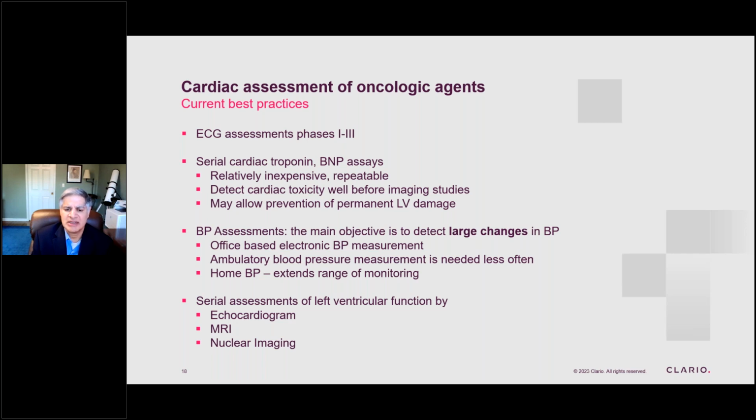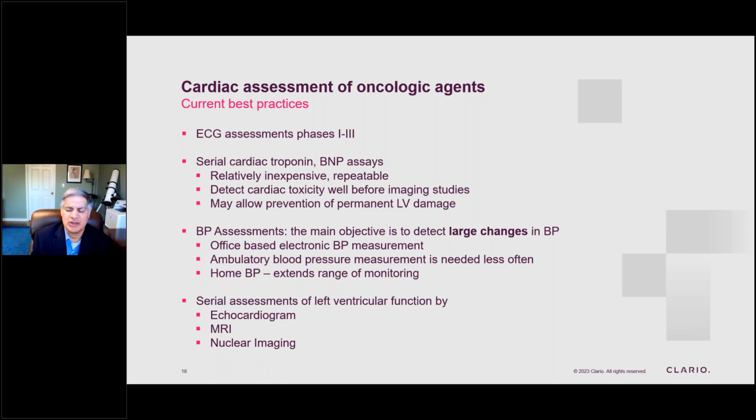Blood pressure assessments, again, we talked about using really clinic BP and home BP are more the foundation in oncologic studies, although ambulatory blood pressure monitoring is available. And you're really looking for large changes in blood pressure with these. And then finally, serial assessments by cardiac imaging for LV function, typically done by echocardiography or MRI, but you can also use nuclear imaging for these.